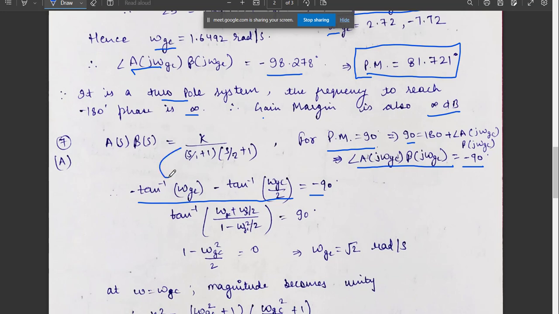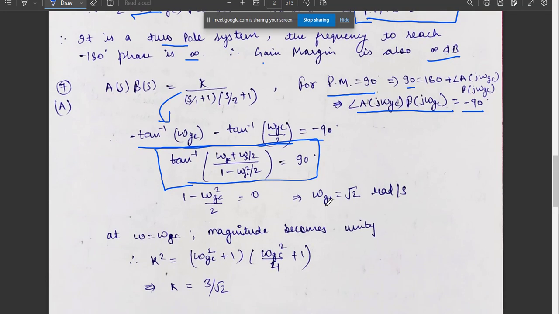This is for this system, right? The phase value will be something like this. Now we'll put the formula for tan inverse A plus tan inverse B. Minus minus is already cancelled, and we'll get something like this, right? This is a simple trigonometry formula of tan inverse. So we'll put that, and we get the value of omega gc, which is equal to root 2 radian per second. Any doubt till here?